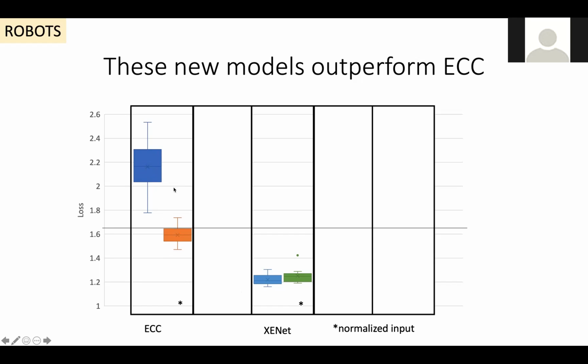In fact, this horizontal line is what you get if you have no edge convolutions and you just memorize the most common moves.